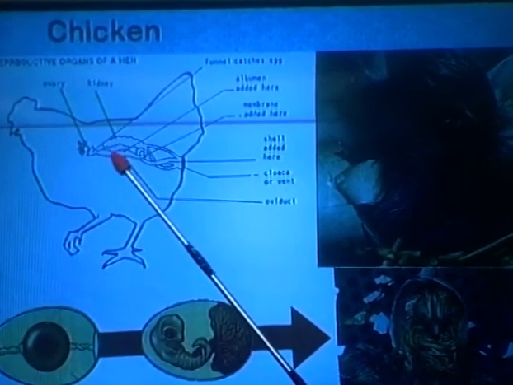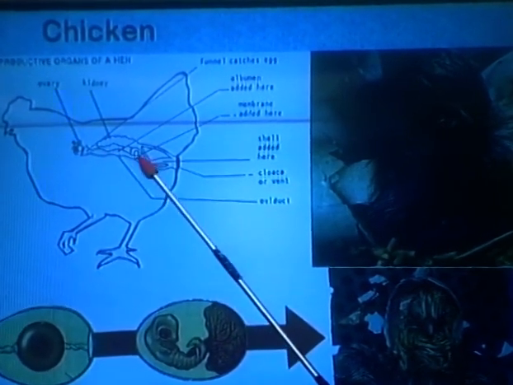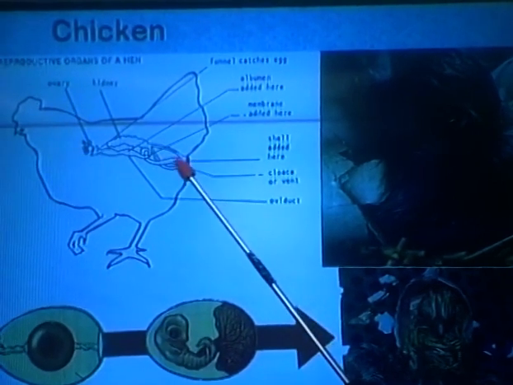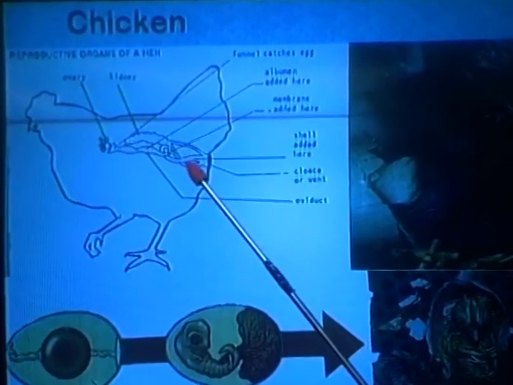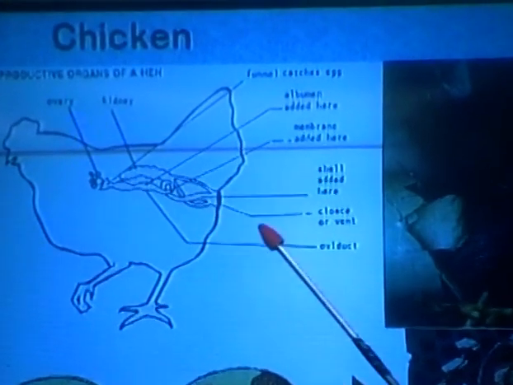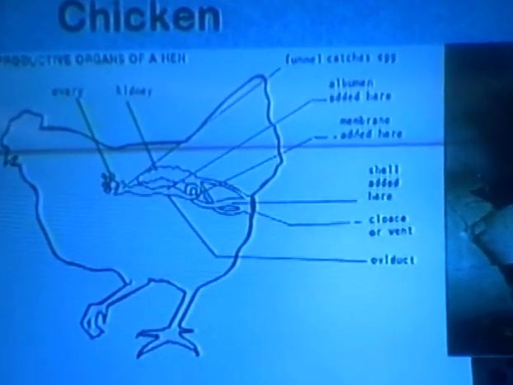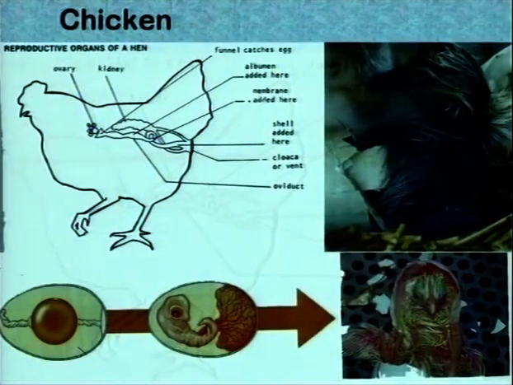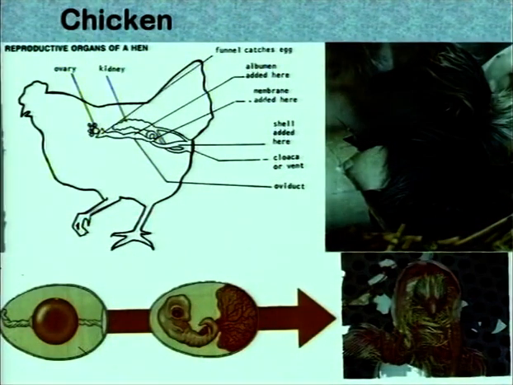And the egg, after it's fertilized, moves on, and before coming out, the shells are added. So the egg comes out with shells. One egg is produced every 1 or 2 days by the hen, and it can produce about 10 to 15.